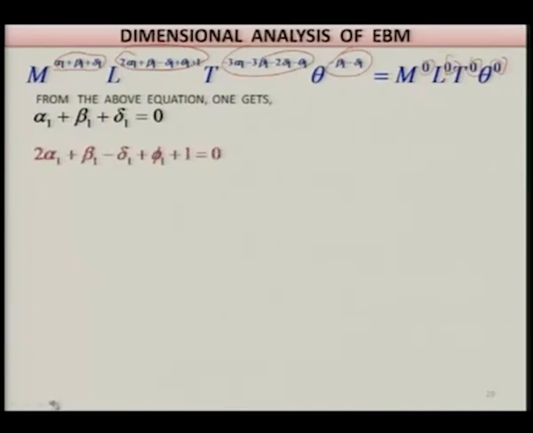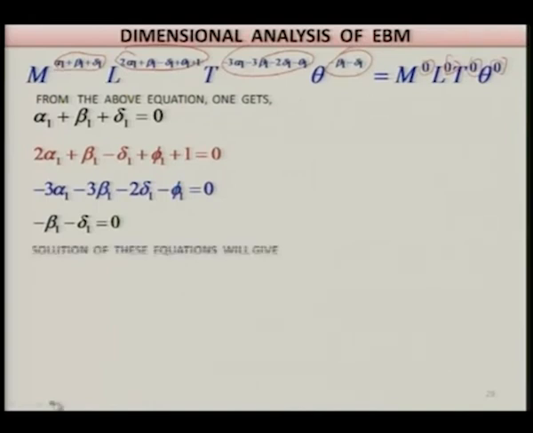Then the second equation: 2 alpha 1 plus beta 1 minus delta 1 plus phi 1 plus 1 is equal to 0. The third: minus 3 alpha 1 minus 3 beta 1 minus 2 delta 1 minus phi 1 is equal to 0, and minus beta 1 minus delta 1 is equal to 0. Solve these 4 equations for 4 variables, and you get the values as follows. Alpha 1 is equal to 0, beta 1 is equal to minus 1, delta 1 is equal to plus 1 and phi 1 is equal to 1.